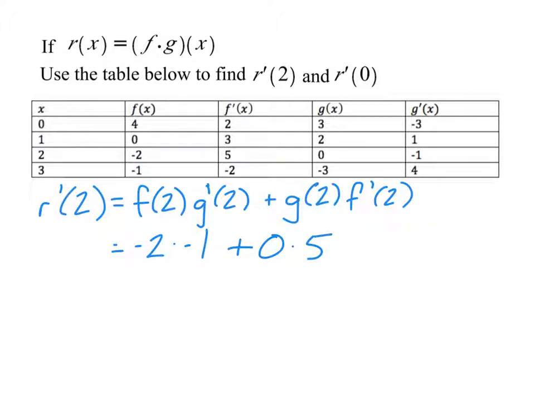So negative 2 times negative 1 is a positive 2. 2 plus 0 is 2. So r prime of 2 happens to equal 2. I want you to practice this now. Please figure out what's r prime of 0.